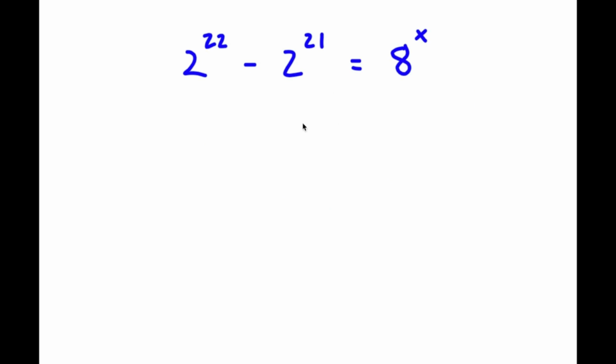All right, so in this problem, I have 2 to the power of 22 minus 2 to the power of 21 is equal to 8 to the power of x. So I know at first glance, this problem looks pretty complicated. However, it's actually easier than you might think it is. So for this problem, I'm solving for the value of x.